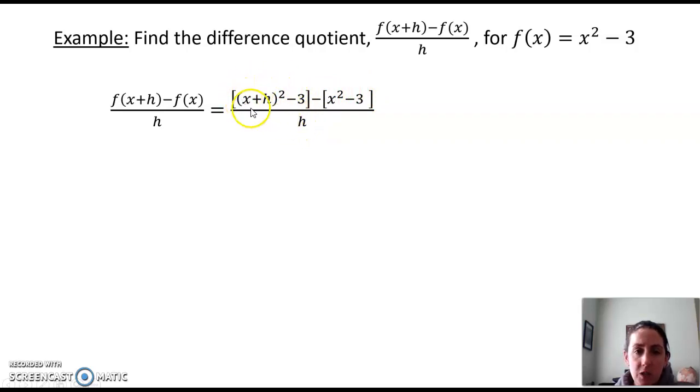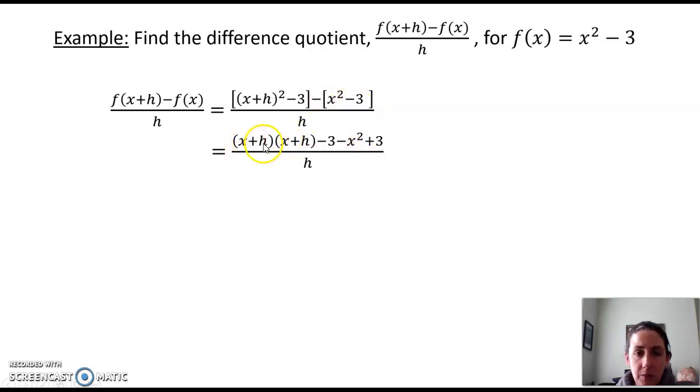Here we will have to square this. This is x plus h times x plus h. Here, I'm subtracting this entire function, so I need to subtract the x squared and subtract the negative 3. So I need to distribute that negative there. So here this becomes x plus h times x plus h, still have a minus 3, becomes a minus x squared, and a minus negative 3, or a plus 3.